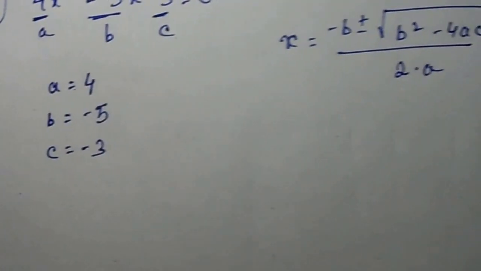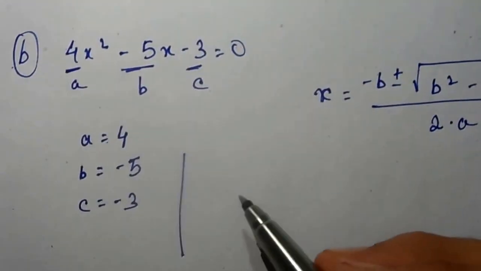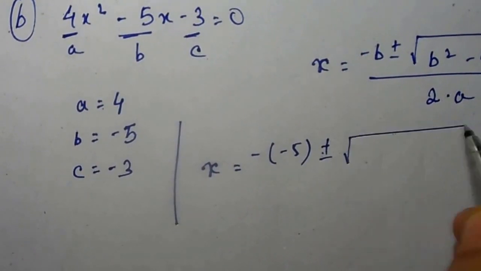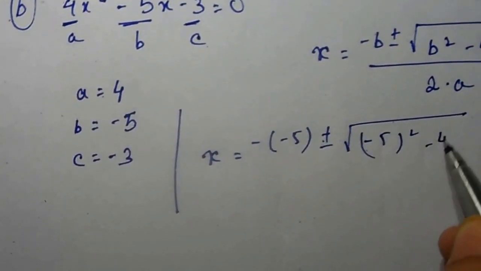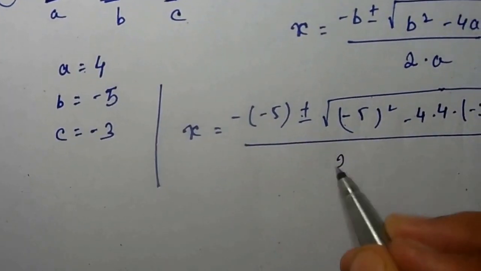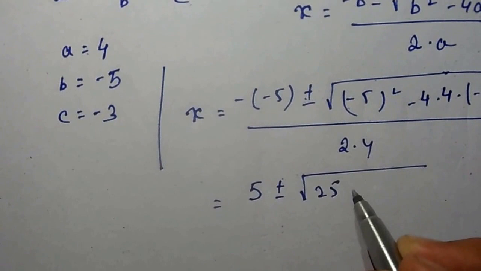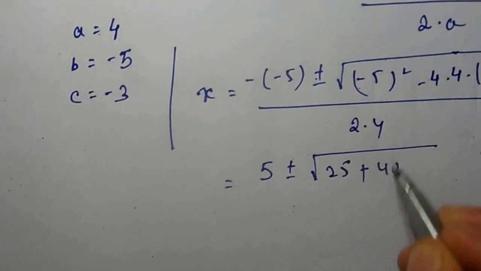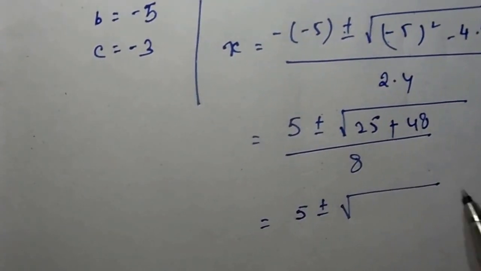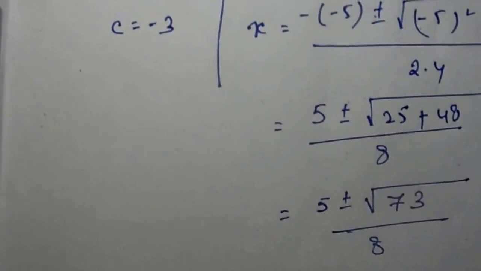Now most students don't tend to write these things, but writing will help you to solve it very easily, and the teacher will understand it easily also. So x equals minus b, that's minus of minus 5, plus minus root over of b square, minus 5 whole square, minus 4 into a, 4 into c, minus 3, and divided by 2 into 4. That is 5 plus minus root over of 25 plus 4 4s are 16, 16 3s are 48, 2 4s are 8. That is 5 plus minus root over of 73 divided by 8.